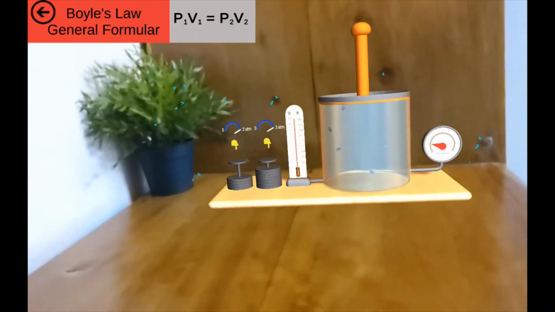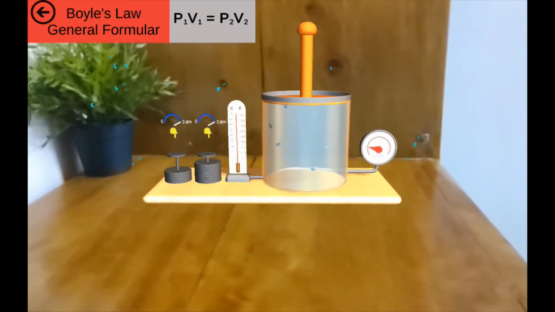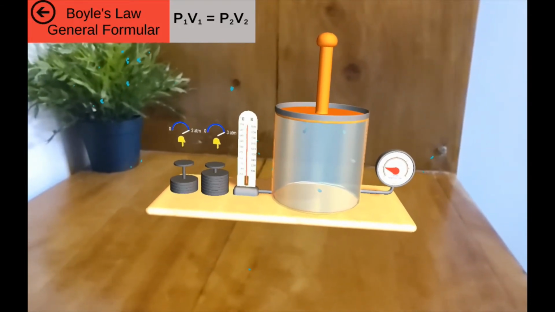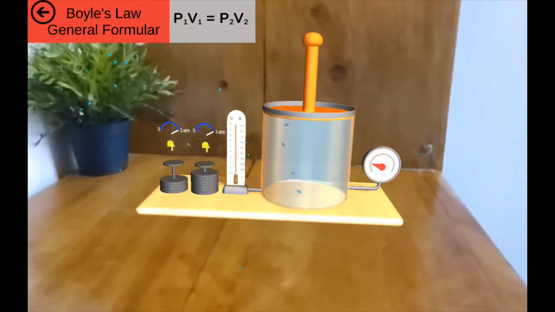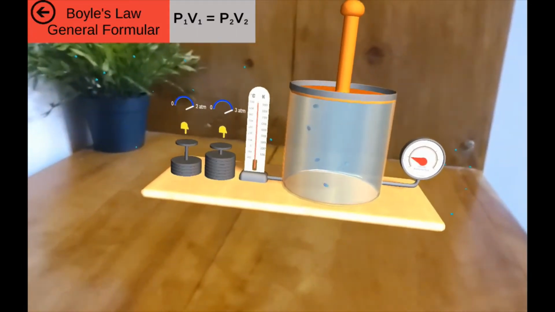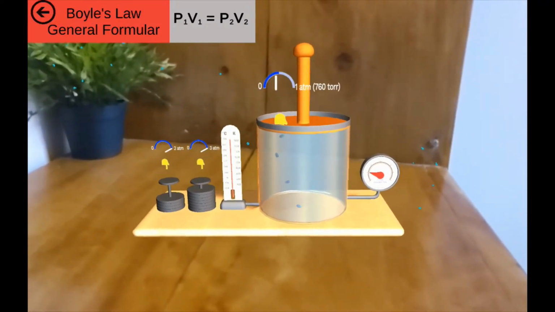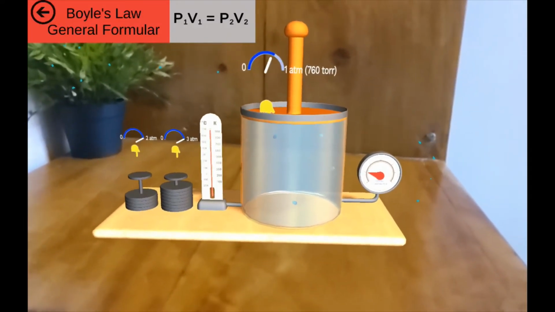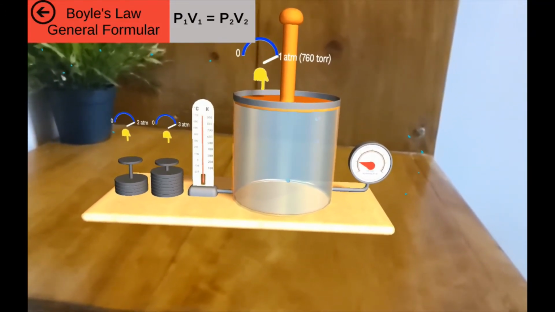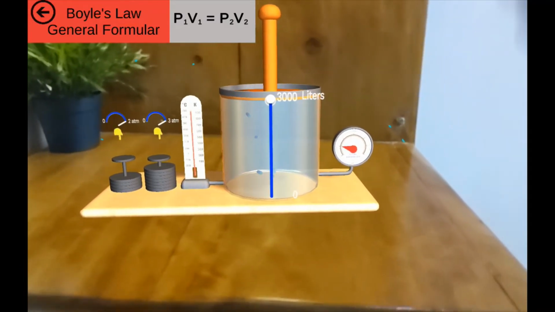You can see by the side we have two weights. One is measured to be equivalent to 2 atm, that's 2 atmospheres, and the other is an equivalent of 3 atmospheres. Remember, the bigger the pressure, the smaller the volume of gas occupied. The initial pressure P1 is at 1 atm. That means it's still under the normal atmospheric pressure. And the initial volume at this particular pressure is 3,000 liters of gas, which will serve as our V1.